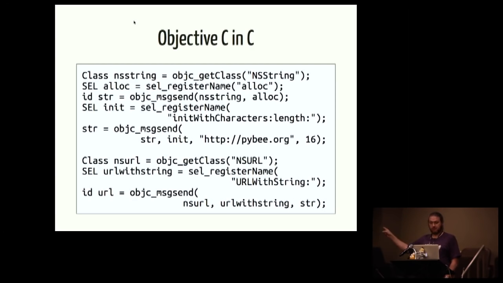Get a reference to the class with the name of NSString. Find the alloc message, or the name alloc, which is used as a message. Send the alloc message to the NSString class, and that gives you back a string object. Call the initWithCharacters:length: selector on the string object with the arguments http://bytecode.org and the length 16. And then you do the same thing again for NSURL, and what you end up with at the end of the day is a URL object, a constructed URL, done entirely in raw C, but done inside the Objective-C runtime.